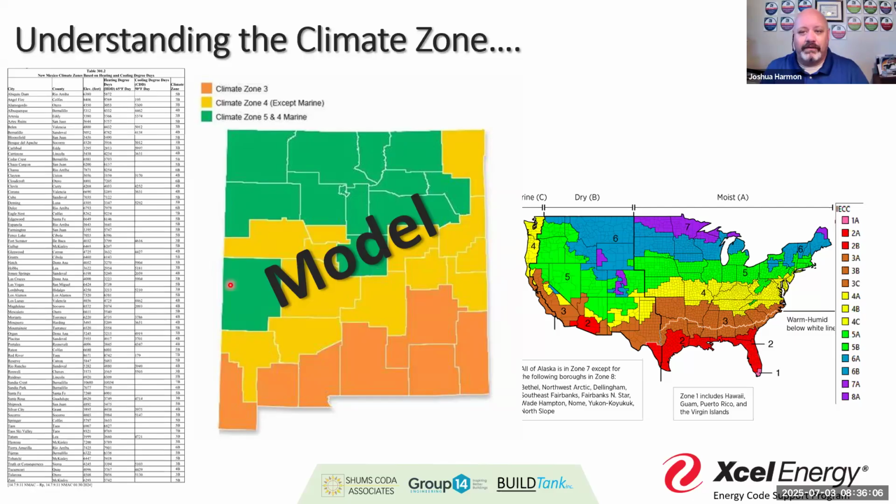Remember, the code is imperfect. The model code is imperfect, and so whereas the model code saw only 3 climate zones, we know that in reality, and in the state's adoption, we account for those local needs. And again, like I said, Bernalillo County is a prime example. It's got 3 different climate zones within one county.